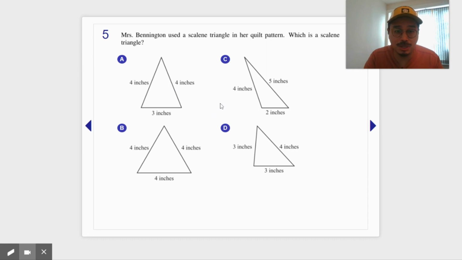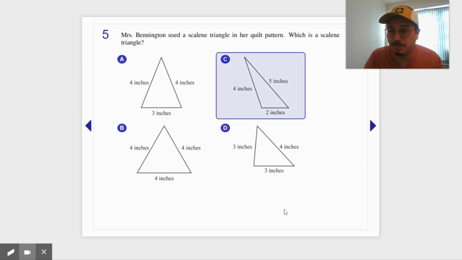How about B? All the sides different? No, all three sides are the same. As a matter of fact, it's like the opposite. This is an equilateral triangle. Okay, so that's not it.